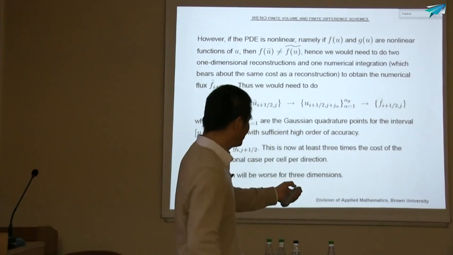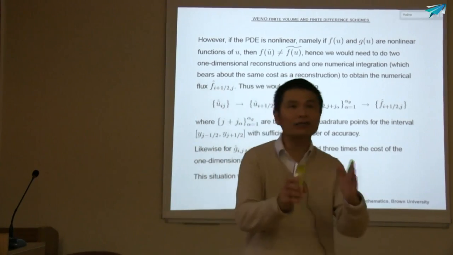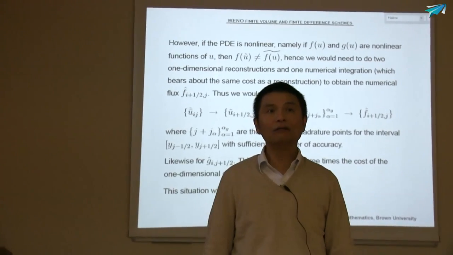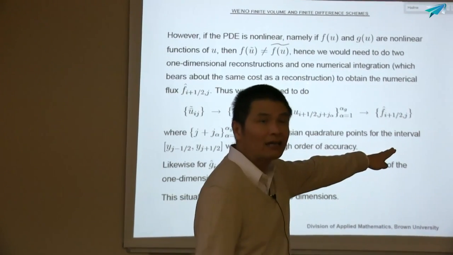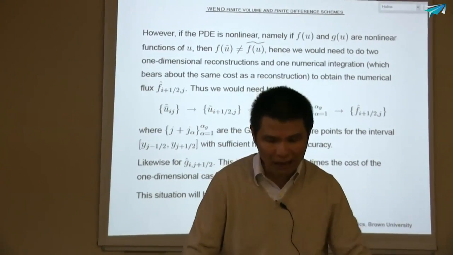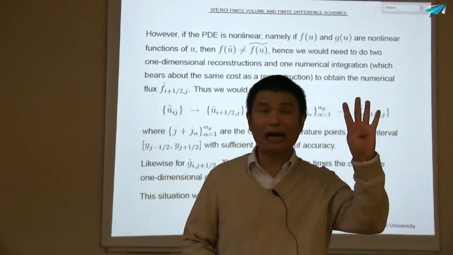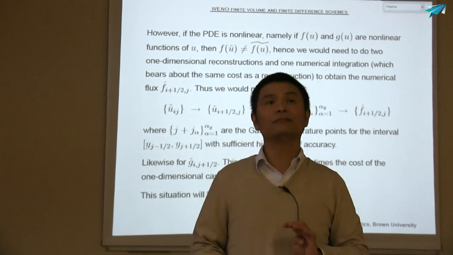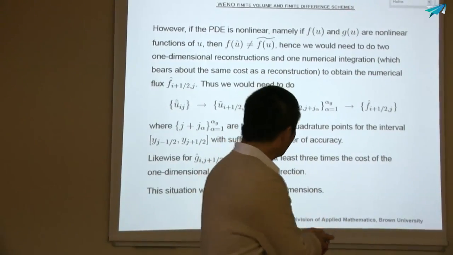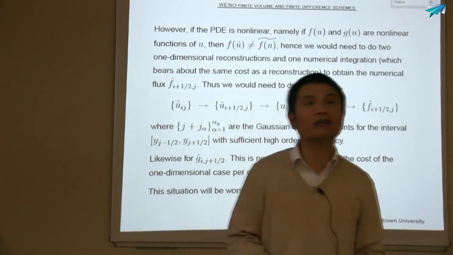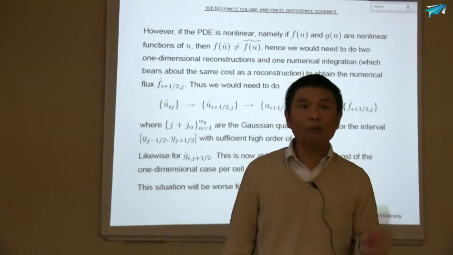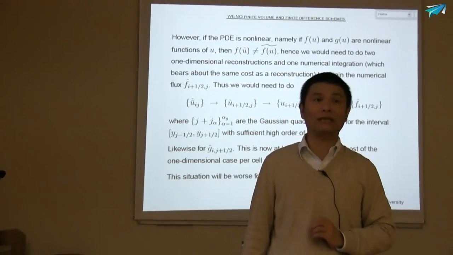This is for f of x. You do the same thing for g of y. So the cost is at least four one-dimensional reconstructions per cell, because two in this one, and also two for the g hat. So you need four one-dimensional reconstructions per cell. This is four times the cost of 1D, not two times the cost of 1D anymore. Plus, you have this summation to do, which is some additional cost. So the two-dimensional algorithm is at least twice as expensive as it should be.